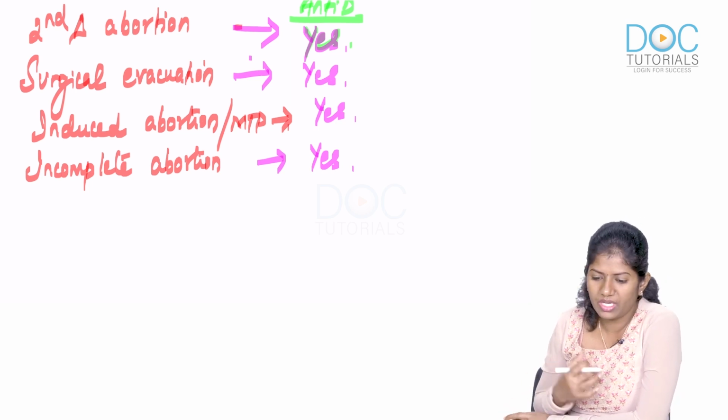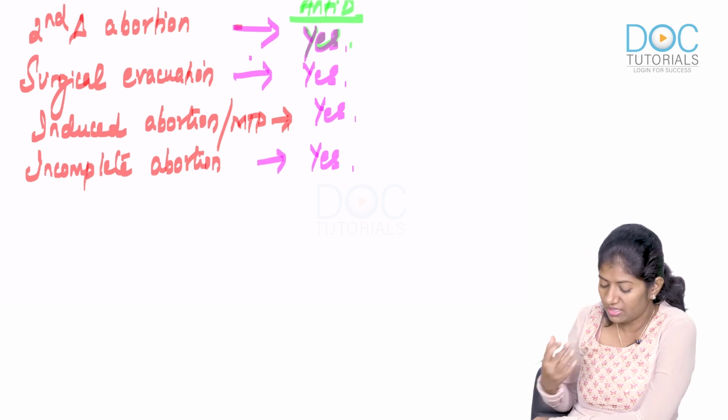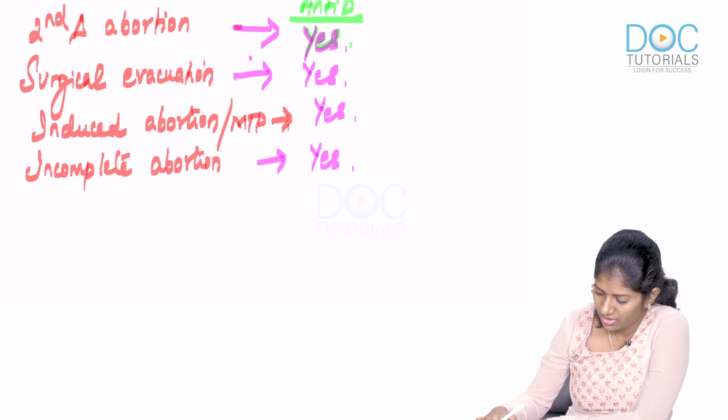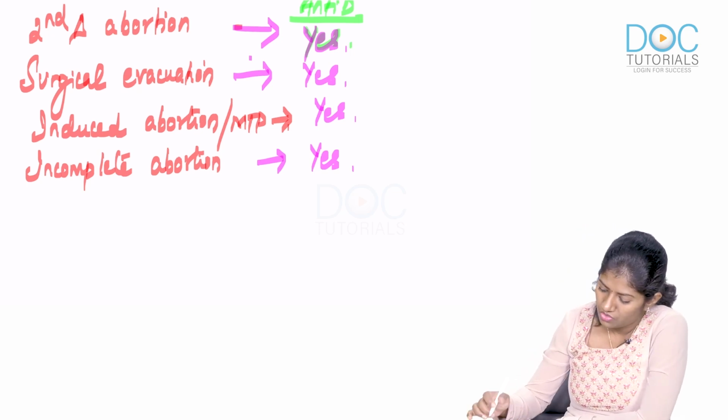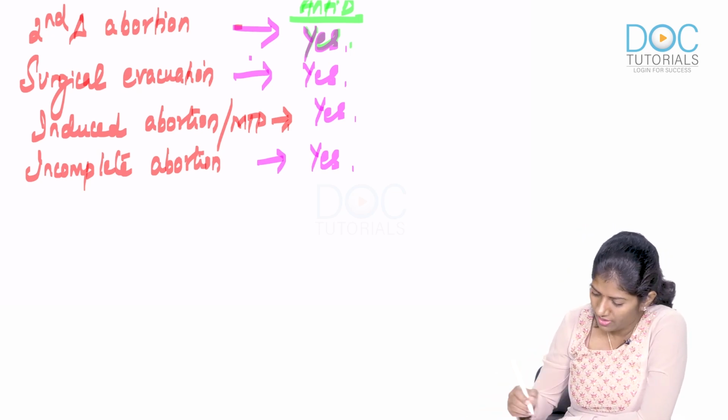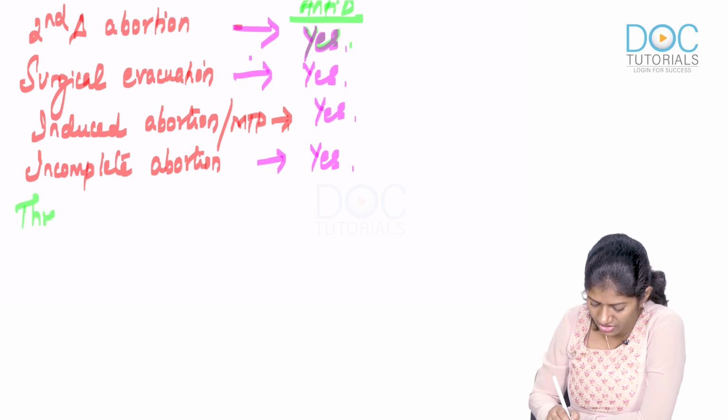So these are conditions where anti-D has to be given. Next is about threatened miscarriage, okay. Threatened miscarriage is where the fetus is still alive, right? So what do you do in case of threatened miscarriage?